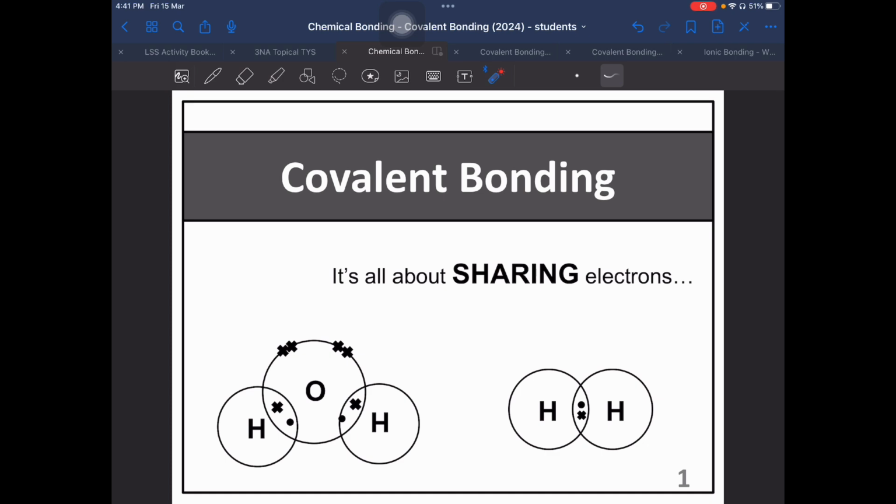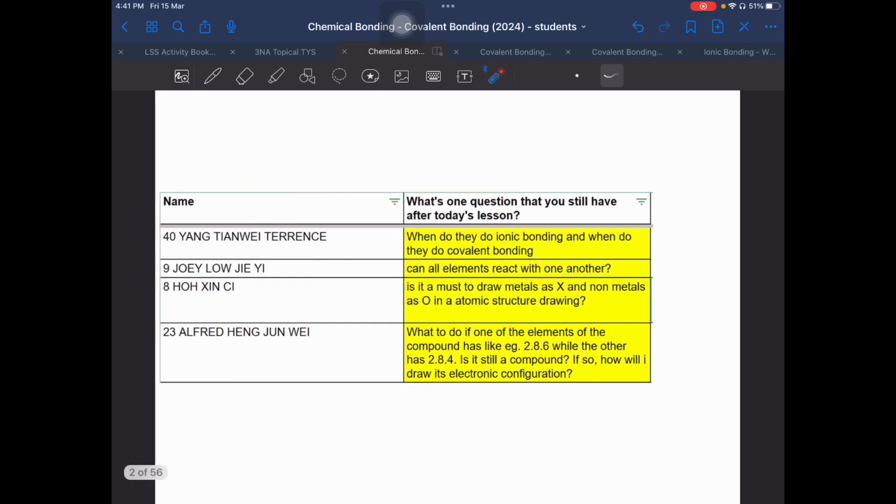But before I proceed further, I want to take some time to acknowledge and affirm the students who gave their questions when they did the ionic bonding part, which I thought were very, very good questions that will lead us into this lesson today on covalent bonding. From Terence, his question is on when do we do ionic bonding and when is it covalent bonding. This will actually be addressed within this video itself, so that you know when to think about ionic bonding and when to think about covalent bonding.